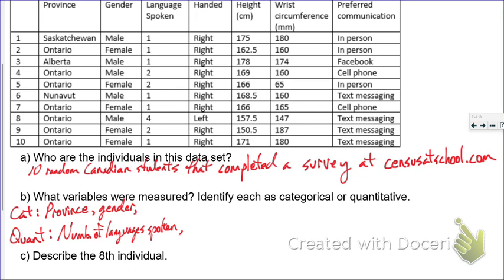Handedness is categorical. Height is quantitative. Whoops, struggling with spelling there. There we go. Wrist circumference is also quantitative. And lastly, preferred communication is categorical. I hope that makes sense. The eighth individual, you just got to be really clear.